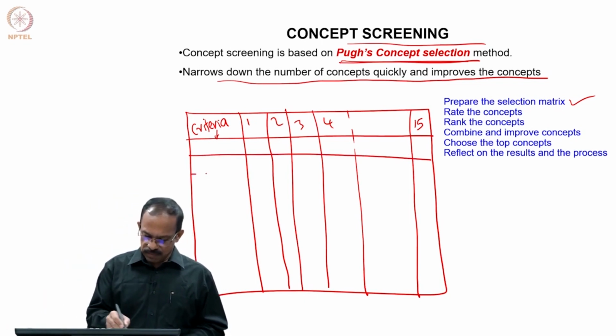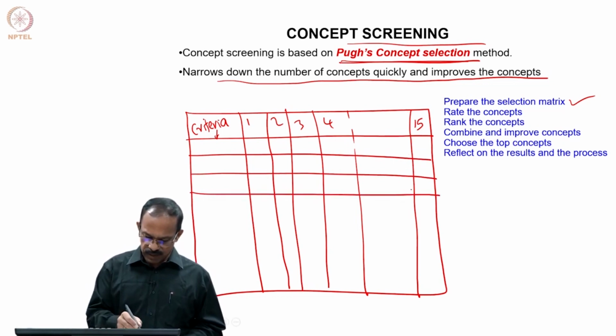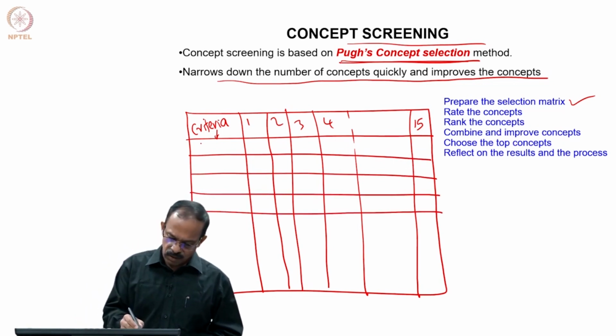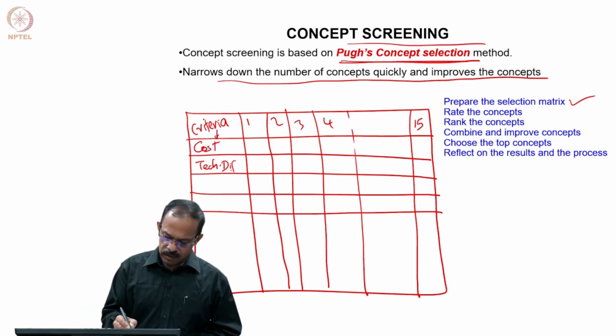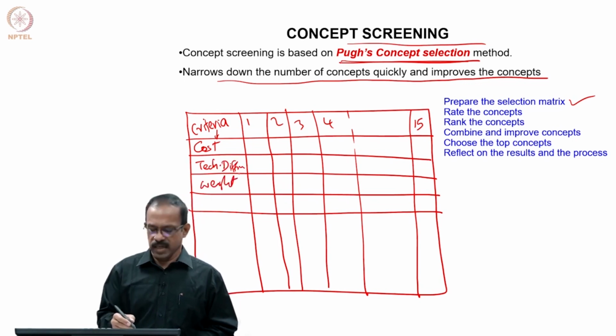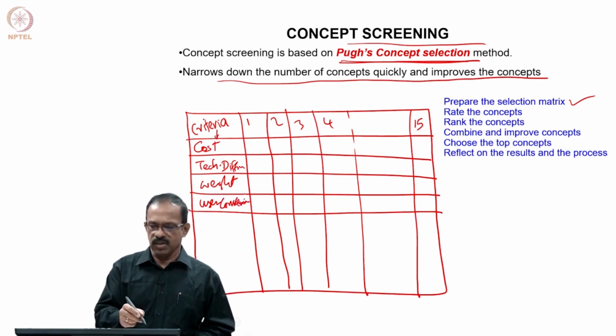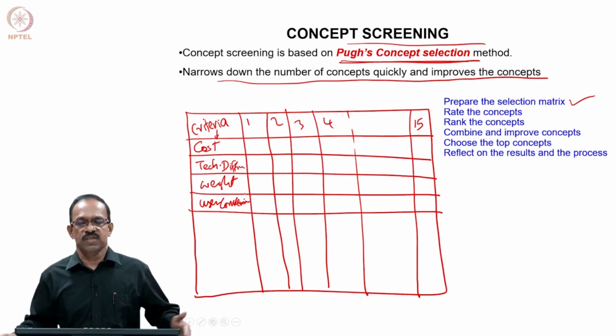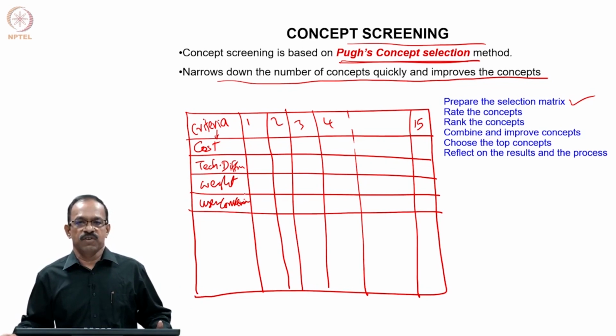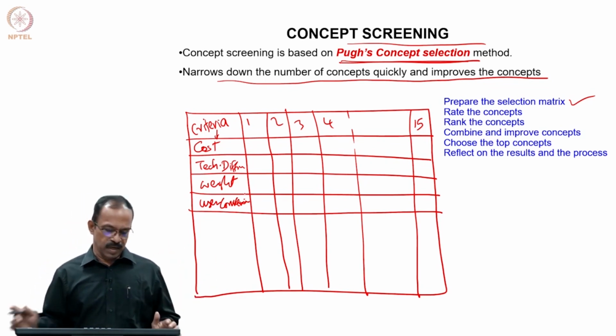You can have the criteria and then give the ranking. So, I say criteria 1 is cost, technical difficulty, weight, user convenience, something like that. It depends; this actually comes from your customer needs as well as the design criteria that you arrived at during the specification development process. From there you can take the criteria.